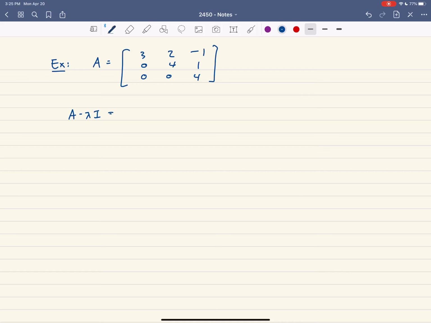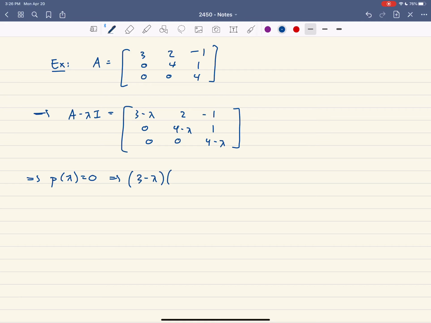A minus lambda I is going to be 3 minus lambda, 2, negative 1, 0, 4 minus lambda, 1, 0, 0, 4 minus lambda. There are going to be a few things that happen in this example. But what we're going to do is look at the characteristic polynomial, set that equal to 0. The characteristic polynomial is just the determinant of A minus lambda I, and that's going to be 3 minus lambda times 4 minus lambda times 4 minus lambda. So we know how to find the determinant very quickly. In triangular matrices or even diagonal matrices, you can just take the product of the diagonals.